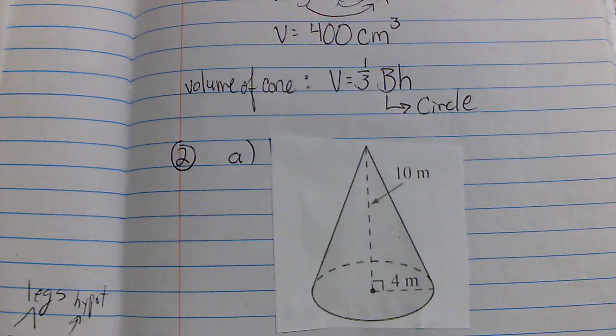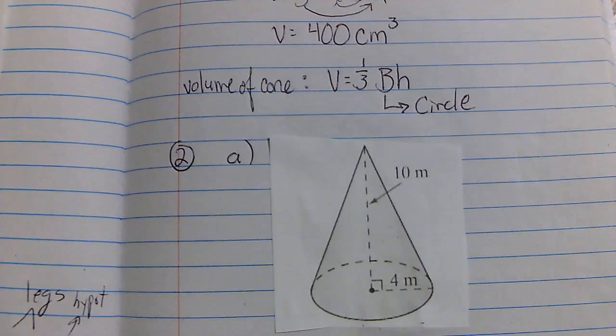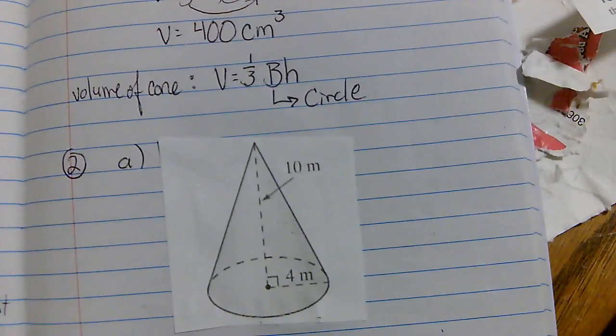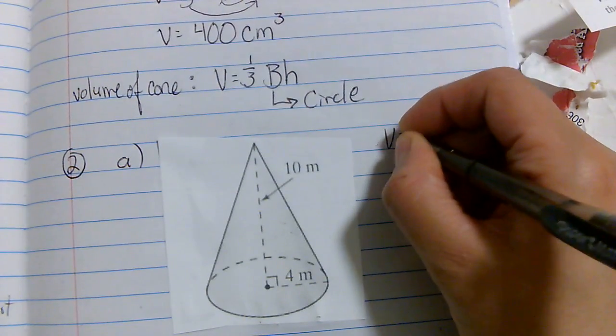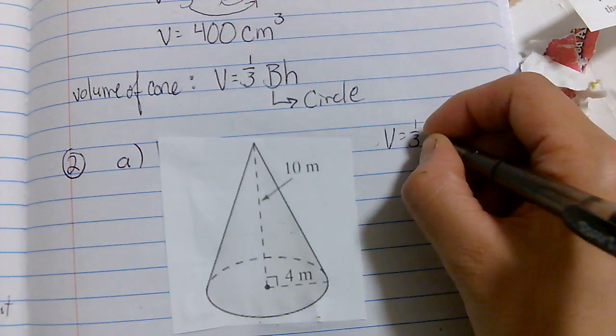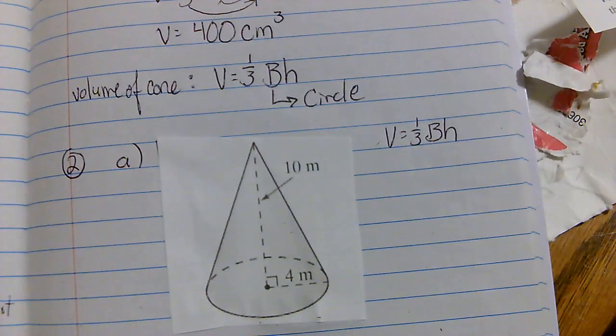Alright, so I have mine glued in. And I'm just going to work off to the side here. So I'm going to rewrite my formula for volume. Volume is 1/3 area of the base times the height.